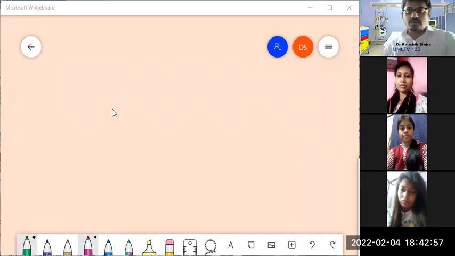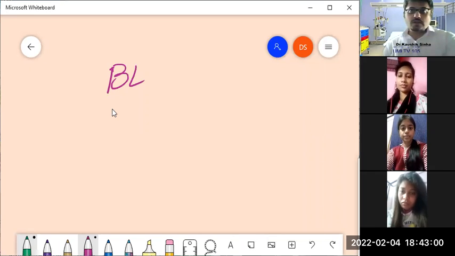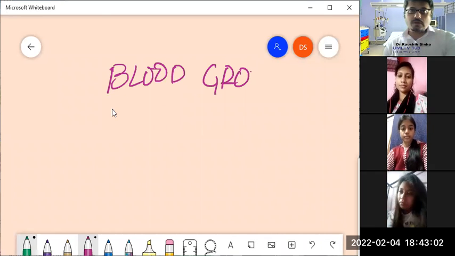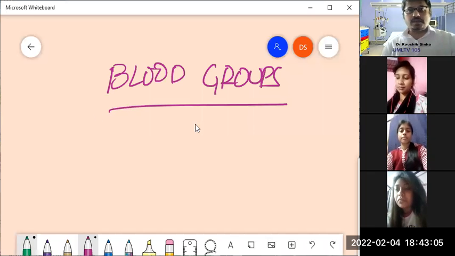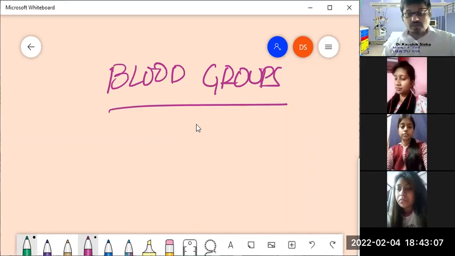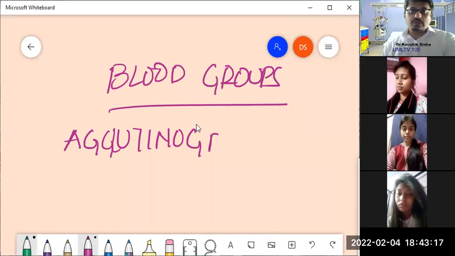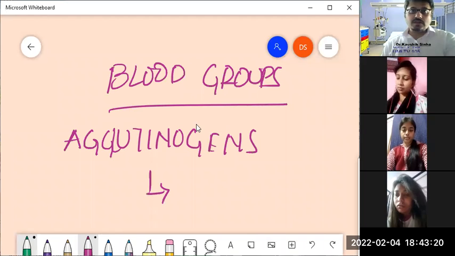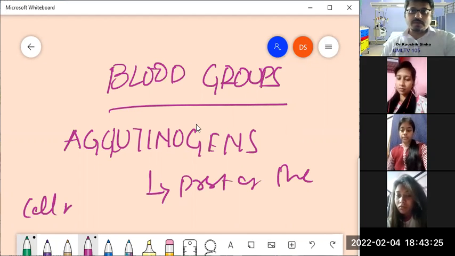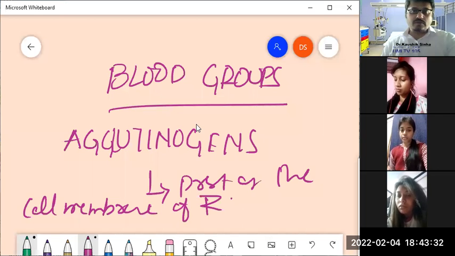The concept was all about the blood groups. Now I said that the blood group concept arises because of specific molecules which are known as agglutinogens that are present on the surface of the cell membrane, rather the cell membrane of RBC.